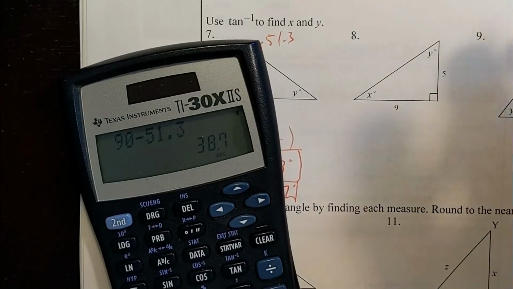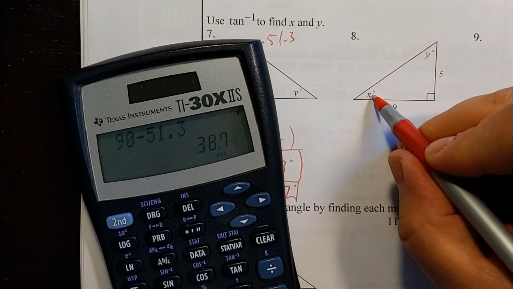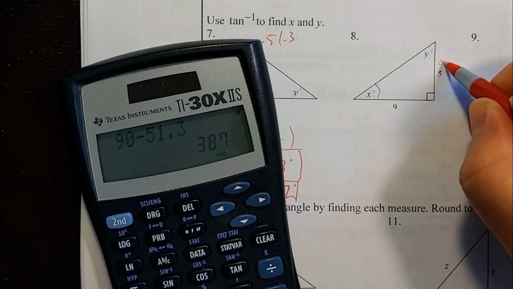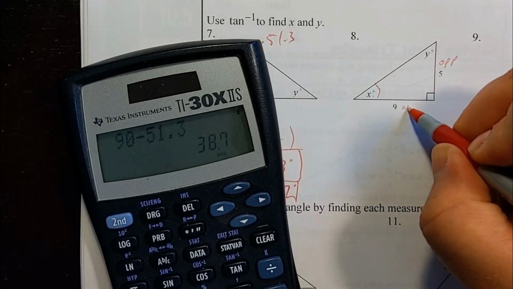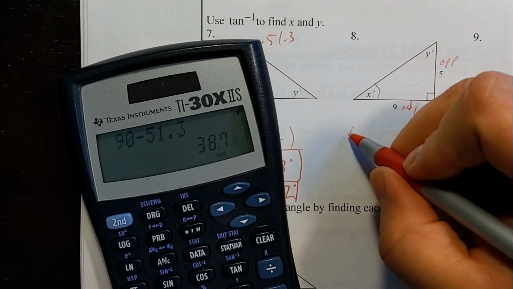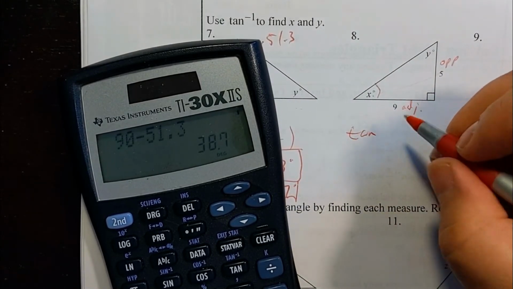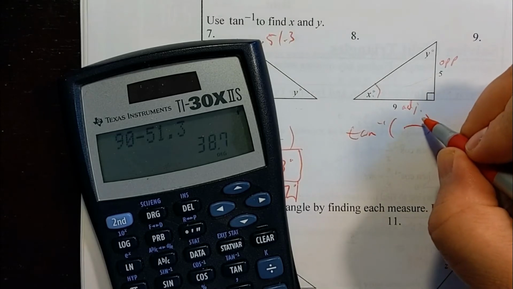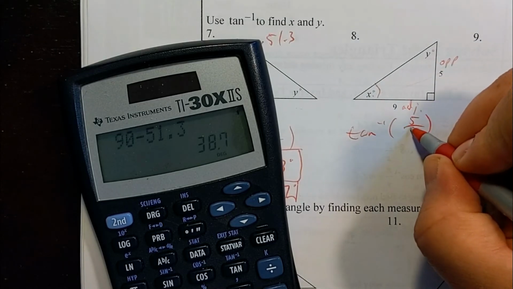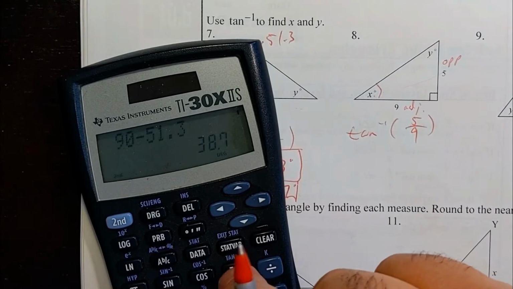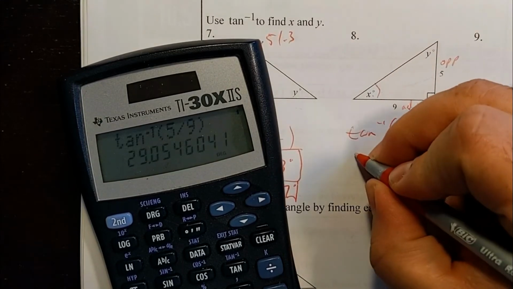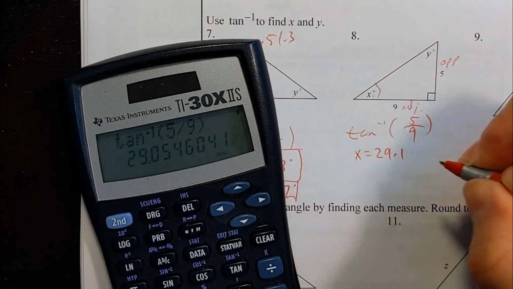So same steps on another one. If we're looking from the x over here, this is my most important angle. So I'm going to go from here. This is my opposite. 9 is my adjacent. Opposite and adjacent was tangent. And then I want the inverse tangent. Opposite goes to the top. Adjacent goes down to the bottom. And then I go second tan for inverse. 5 divided by 9. Calculator tells me 29.1, so x is 29.1.